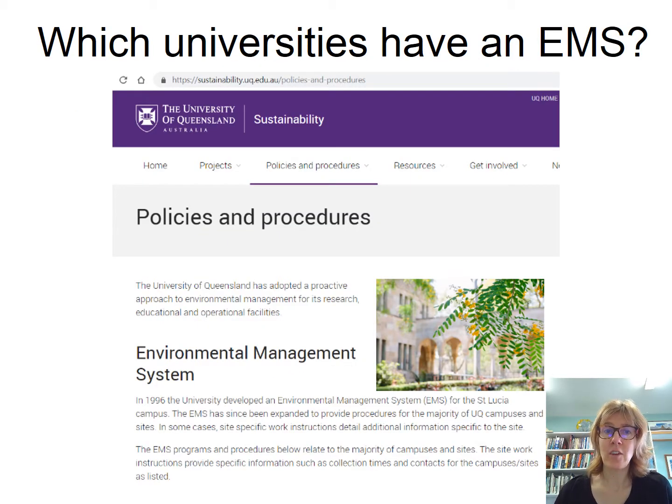I'm a bit jealous of the University of Queensland, who have had an environmental management system in place since 1996. So when you Google Australian University EMS, they pop up. And yeah, it's really beautifully done. I don't know a lot about how it works on the ground, but it's very convincing in terms of their webpage. And yeah, all the documentation is there, and they appear to be checking.